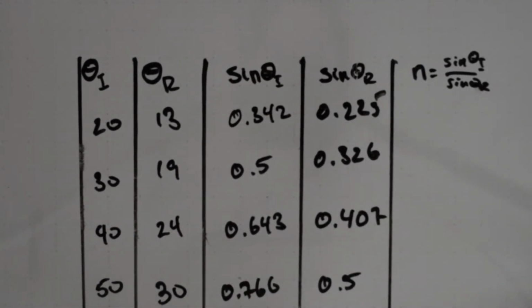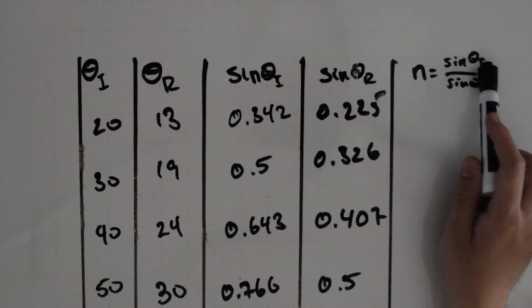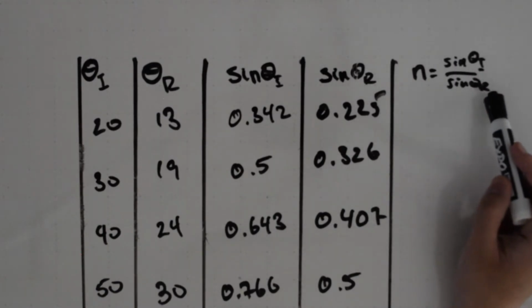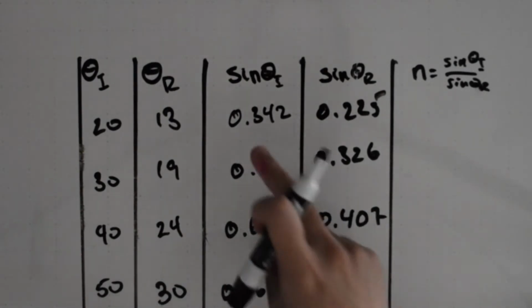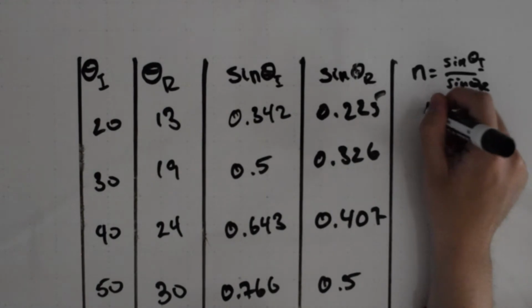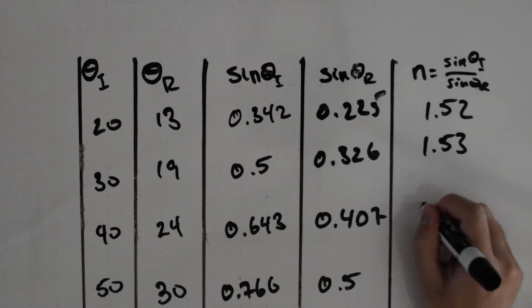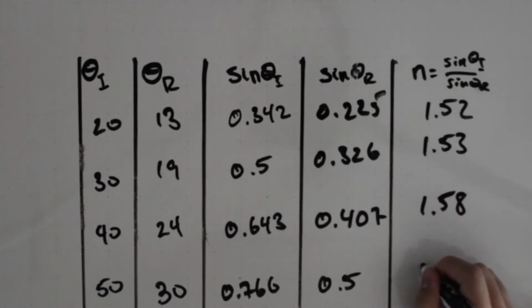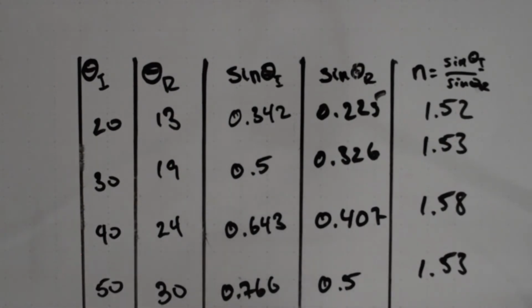In the last column, I'm going to calculate the index of refraction of the glass. We have this equation here: n equals sine theta i, the sine of the angle of incidence, divided by sine theta r, the sine of the angle of refraction. If we divide the number in column 3 by the number in column 4, we get a number usually close to 1, but bigger than 1, showing us that it's more dense than air. And we get 1.52, 0.53, 0.58, and 0.53. So all of our numbers are pretty consistent.